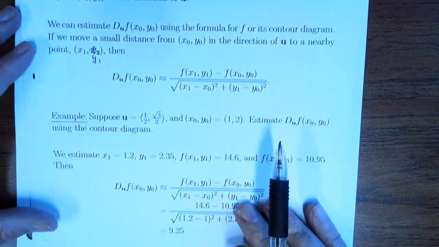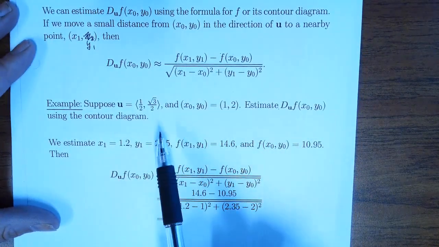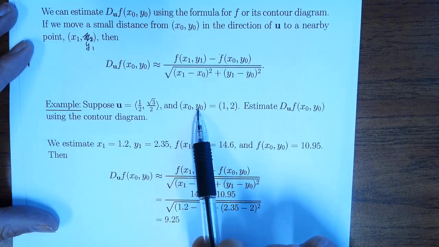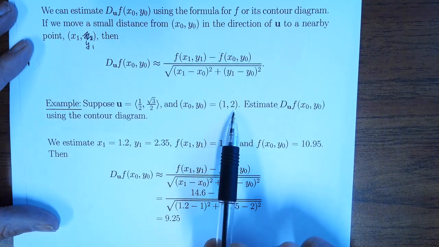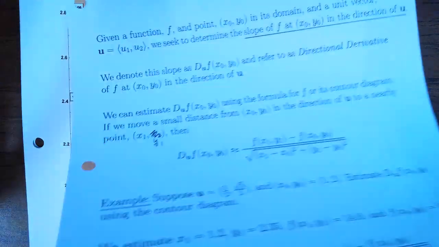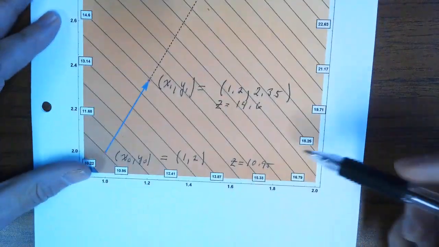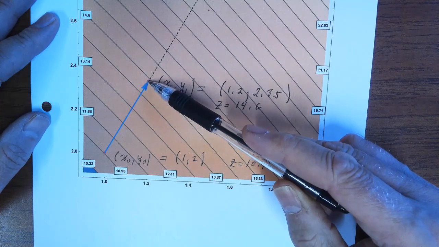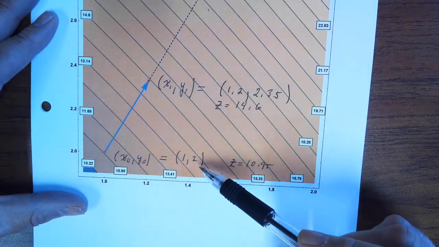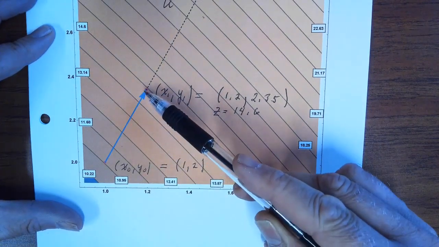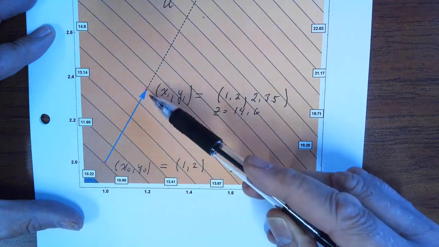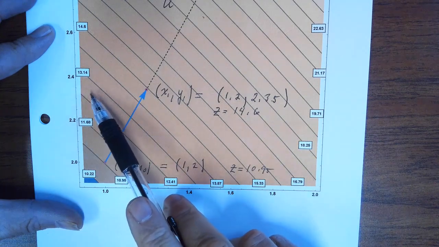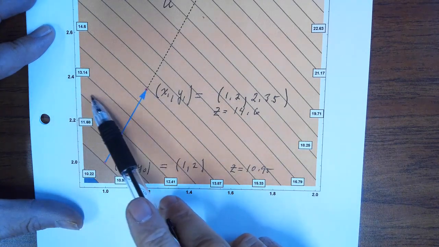So let's do a simple example. We're going to go back to the contour diagram you saw a moment ago. u is (1/2, root 3 over 2). (x naught, y naught) is (1, 2). So we're going to move just a little bit from (1, 2) up to this point right here. If I move up to this point, the x value at this point appears to be 1.2, and the y value appears to be, we'll say, 2.35.